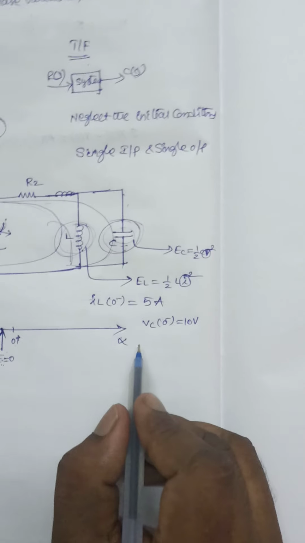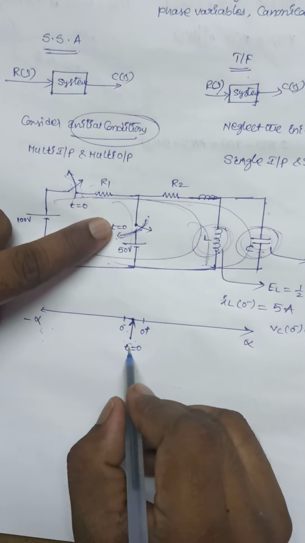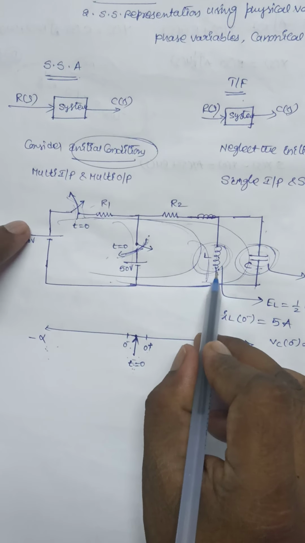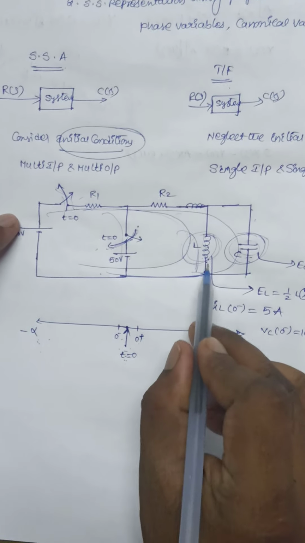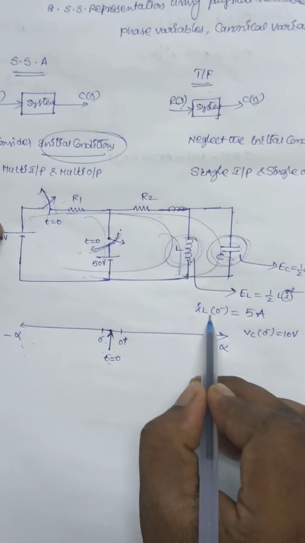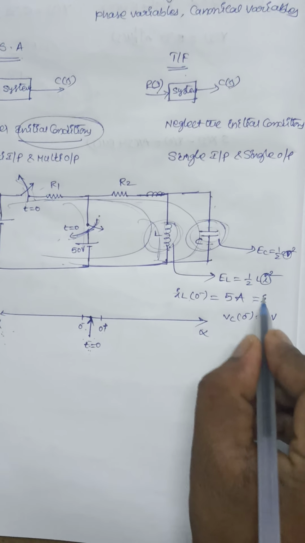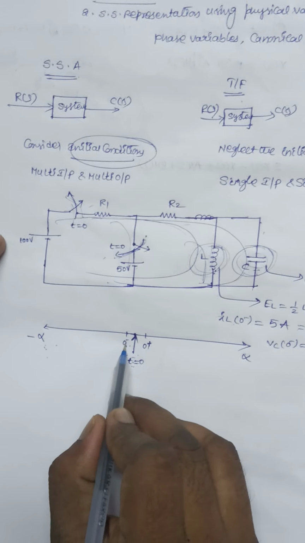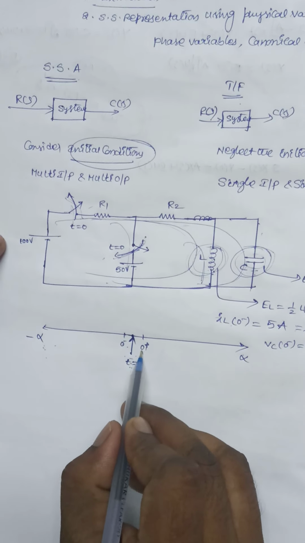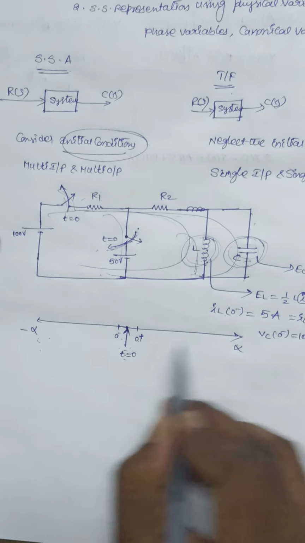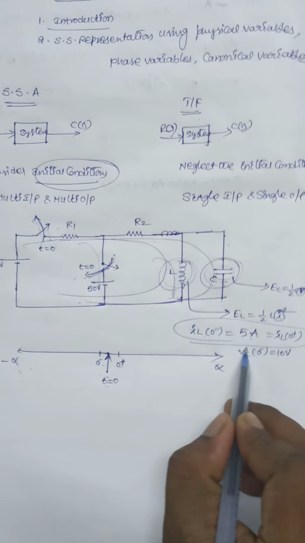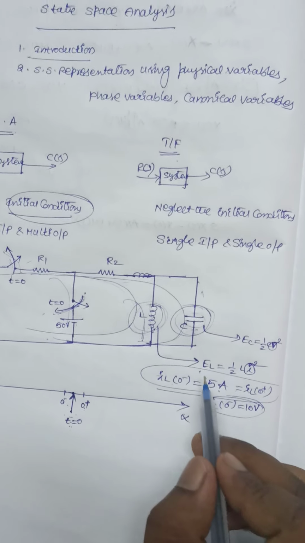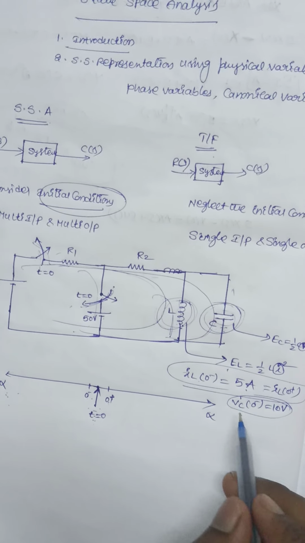Whenever the switch is opened and the switch is closed at t is equal to 0, because of the switching action, the property of the inductor is it doesn't allow sudden changes in current. That means IL of 0 minus is equal to IL of 0 plus. That means whatever current is passing at t is equal to 0 minus, the same current will pass at t is equal to 0 plus also. So it will not allow sudden changes in current, and the capacitor will not allow sudden changes in voltage also.